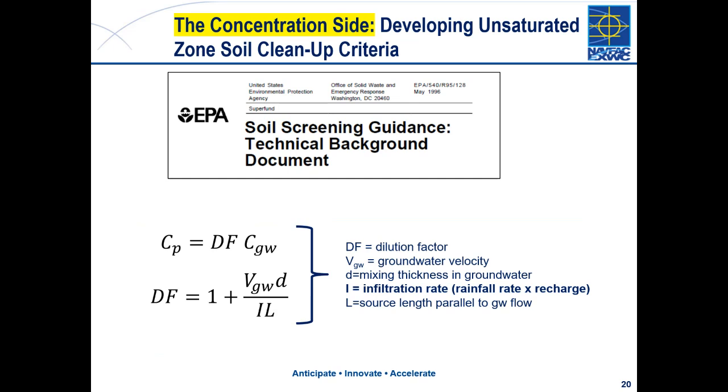Now, figuring out what that dilution factor is, there are a lot of empirical or semi-empirical models for that. It'll depend on things like the groundwater flow velocity, the source area length parallel to groundwater flow, some sort of mixing factor or mixing thickness in the water, and another big factor is the infiltration rate, which is tied into the recharge rate, which Chuck will be talking about a lot more later. But let's dive a little more into this relationship and how we can go from soil concentrations to predicting that pore water concentration. So moving on to slide 21.